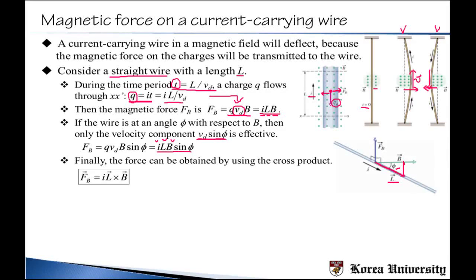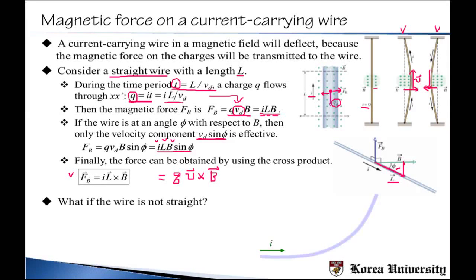This vector representation of the magnetic force looks similar to what we have learned before, and in fact it is the same thing. If you have a moving charge, the magnetic force was calculated this way. But now, instead of a moving charge, if you have a flowing current, you can use this equation to find the magnetic force.